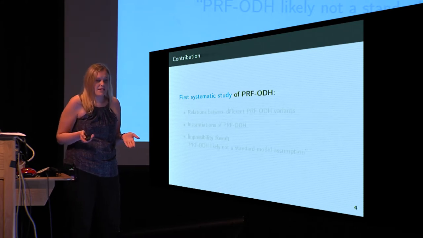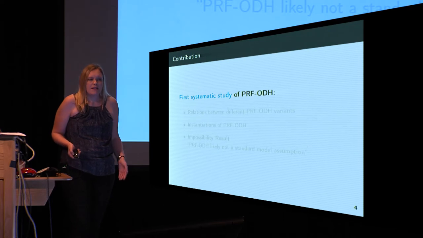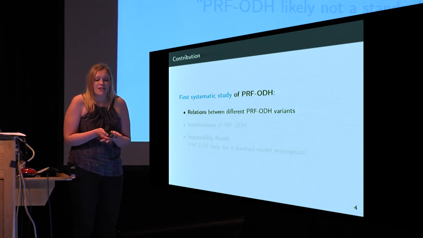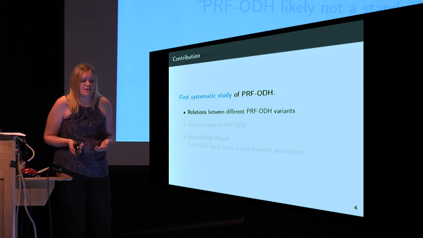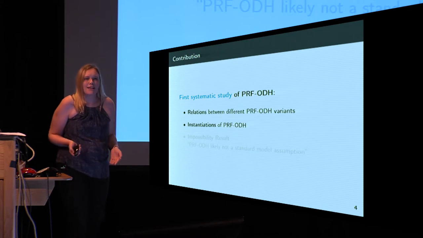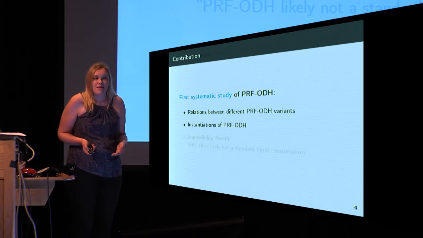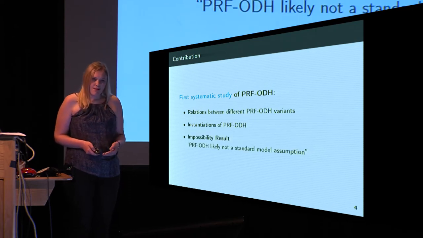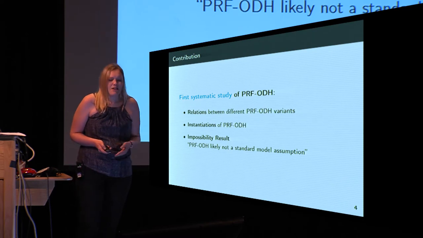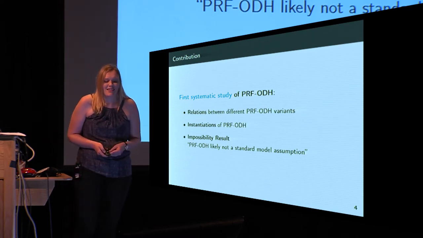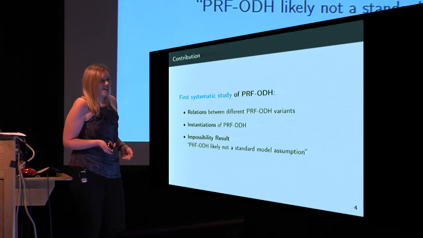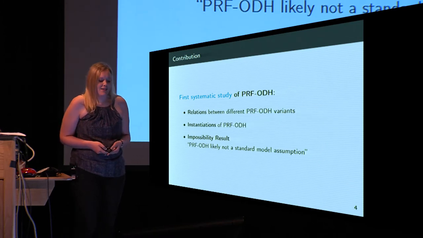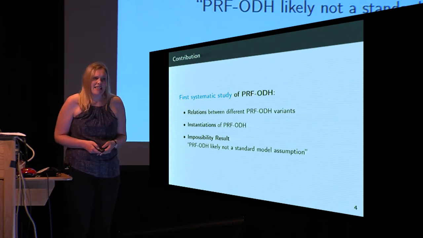We did a first systematic study of this assumption because although it's been used quite a bit, there were some open questions. We will see that there's actually been a bunch of PRF ODH assumptions around, and we established the relationships between those assumptions. Then we asked ourselves whether PRF ODH relates to some more well-studied Diffie-Hellman assumption that we know of. We answer this question by giving instantiations of PRF ODH. Our third result is an impossibility result. Basically, it says that PRF ODH is most likely not a standard model assumption. This is especially interesting because initially PRF ODH was considered to be standard model, as there is no immediate reference to a random oracle in the definition, and our impossibility result now states that this is most likely not the case.